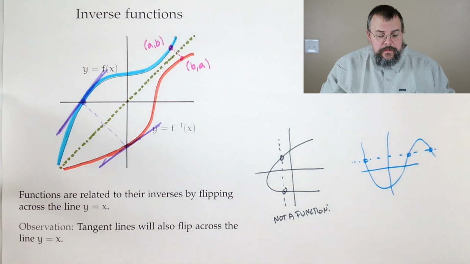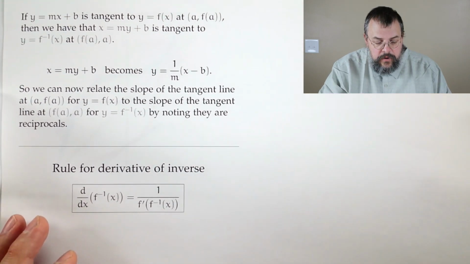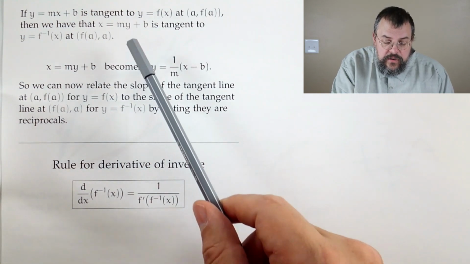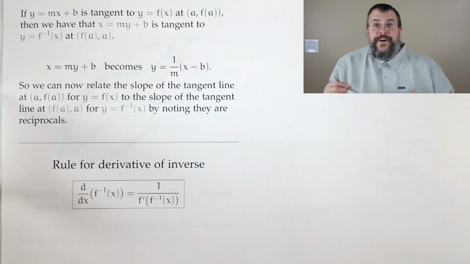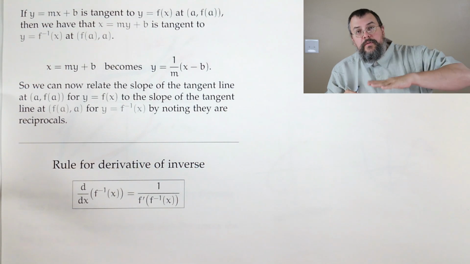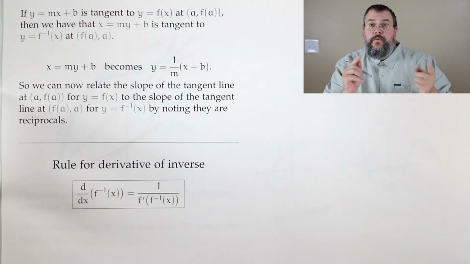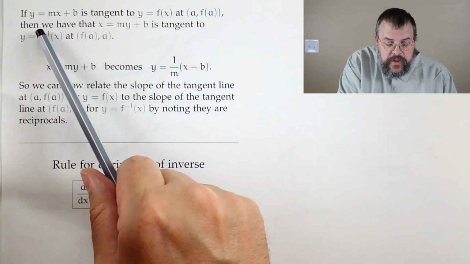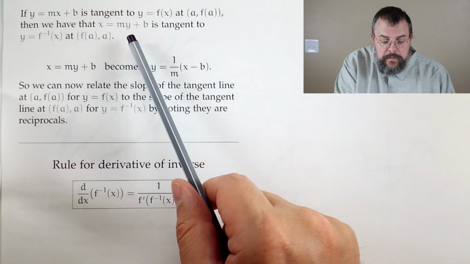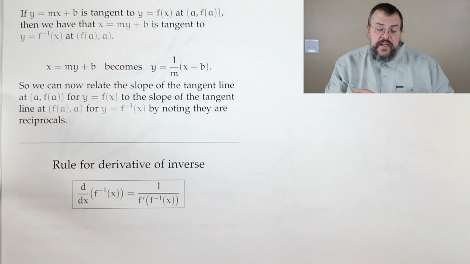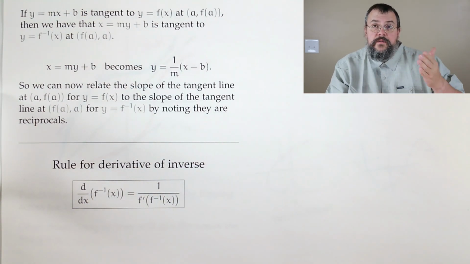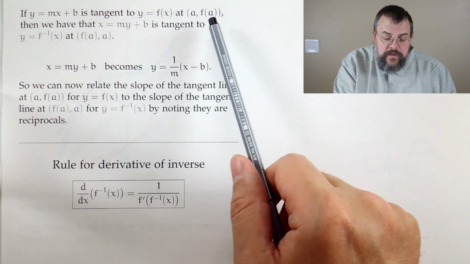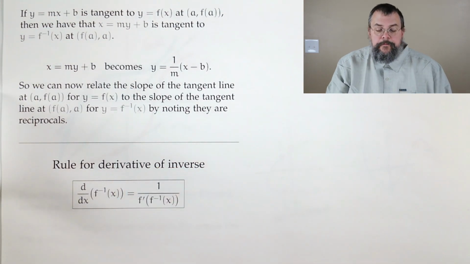If we have the following, we have this line y equals mx plus b that is tangent to our original curve at some point. Then we flip over. What happens? We swap the role of x and y. So instead of y equals mx plus b, we get x equals my plus b. Now that's tangent to the new curve, which is the inverse function. But at what point? Well, you swap a and f of a, so you go to f of a comma a.